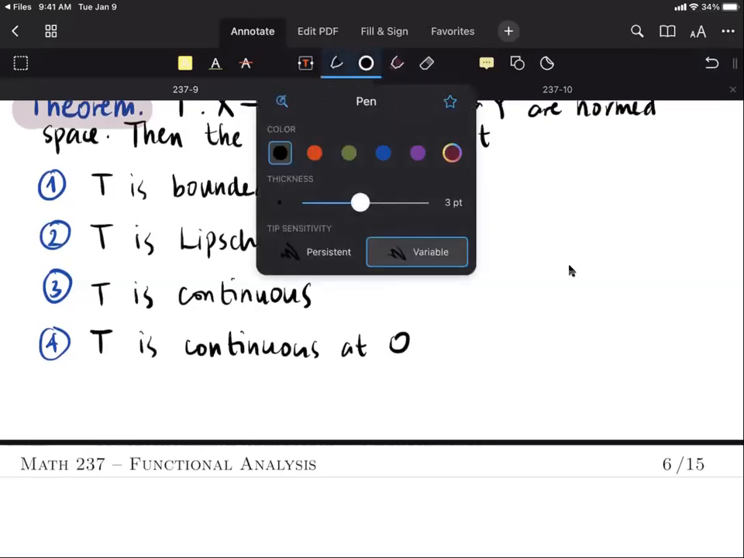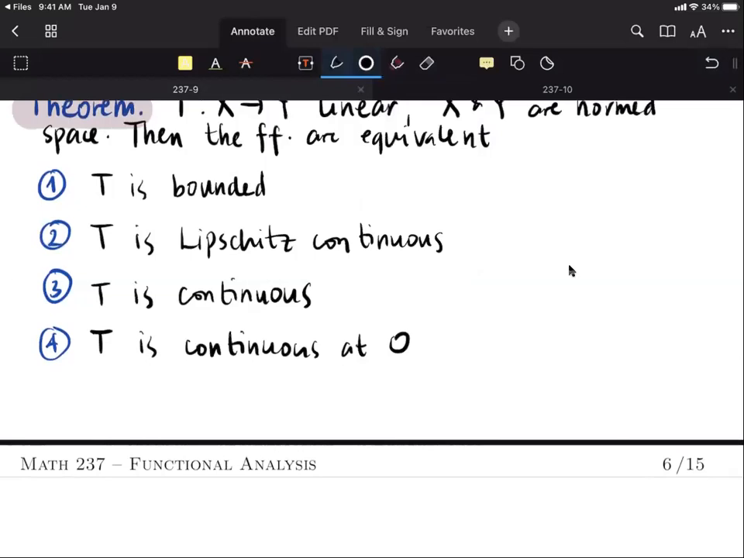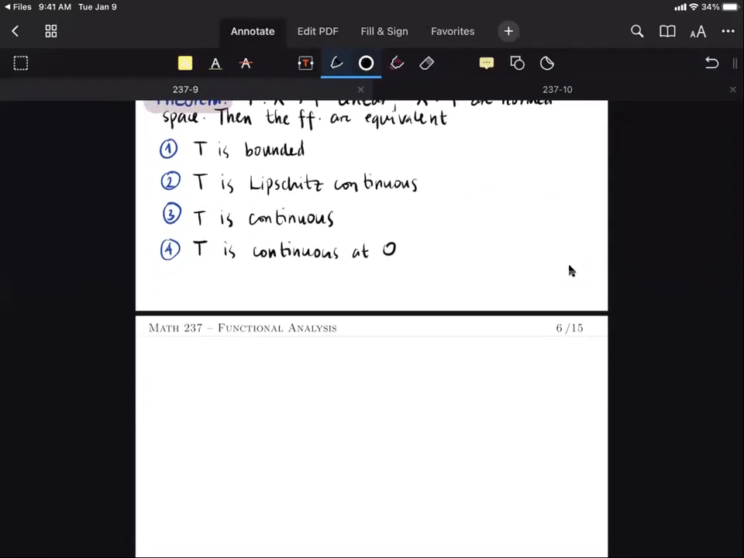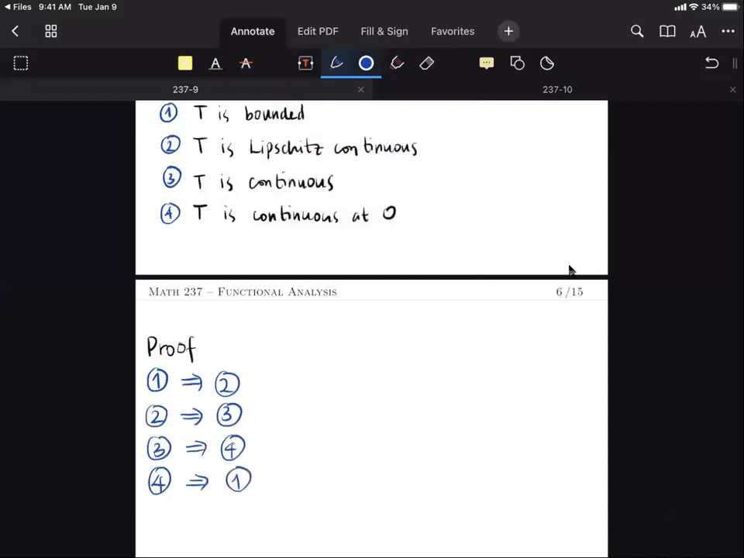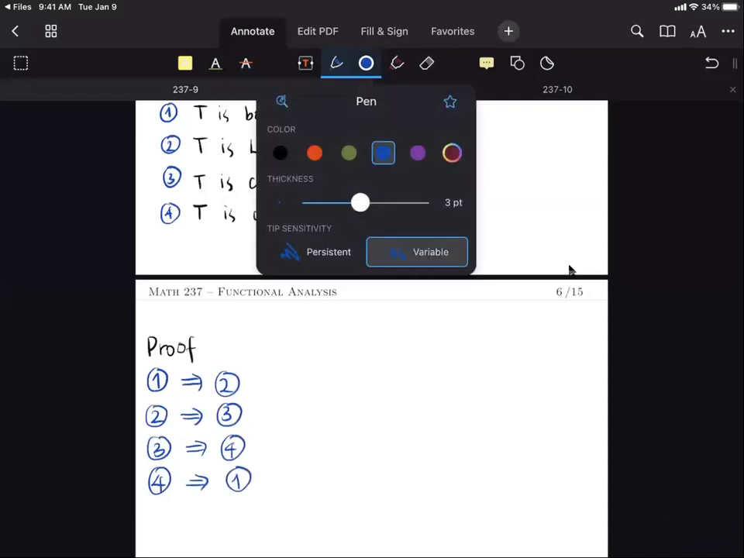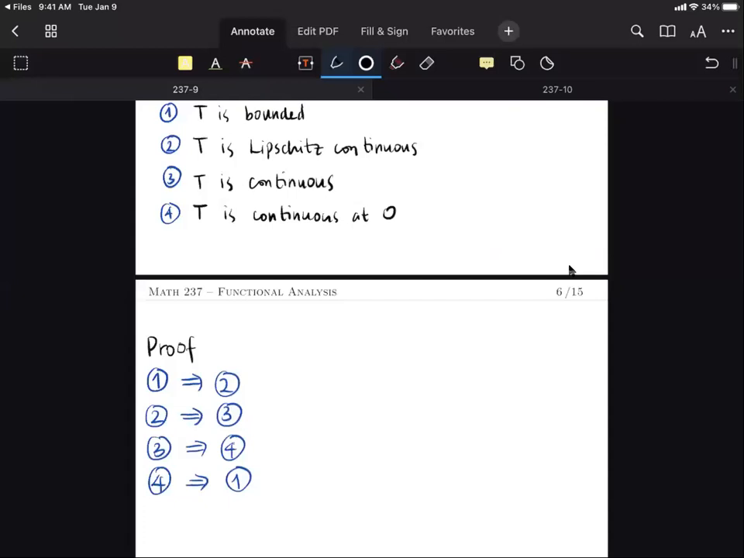So let us look at the proof of this theorem. We show the following implications: 1 implies 2, 2 implies 3, 3 implies 4, and 4 implies 1. In fact, the last is the one that is not so trivial.